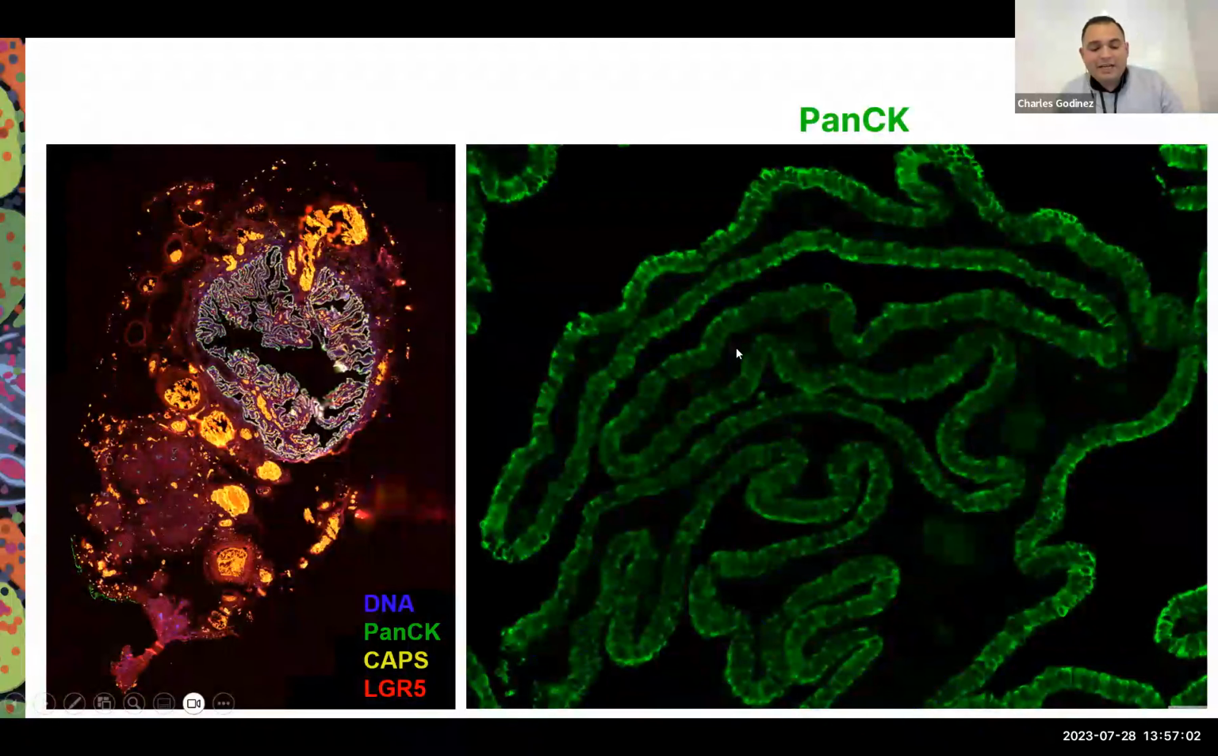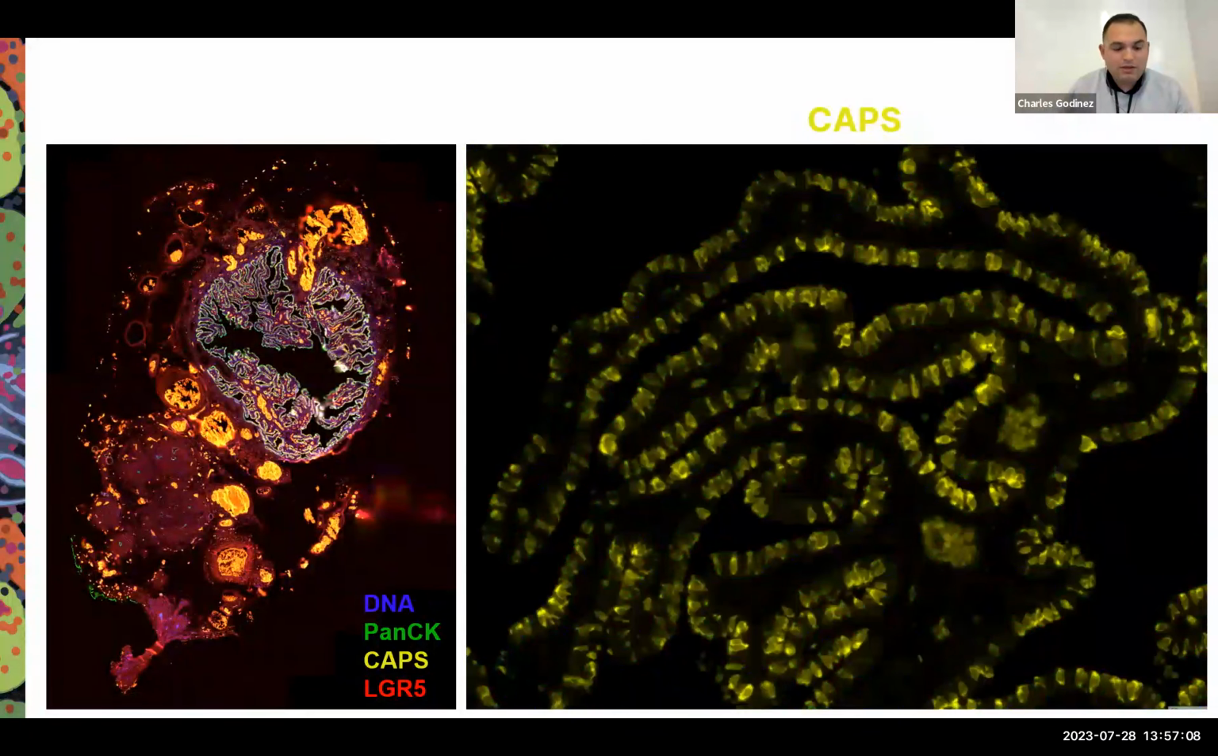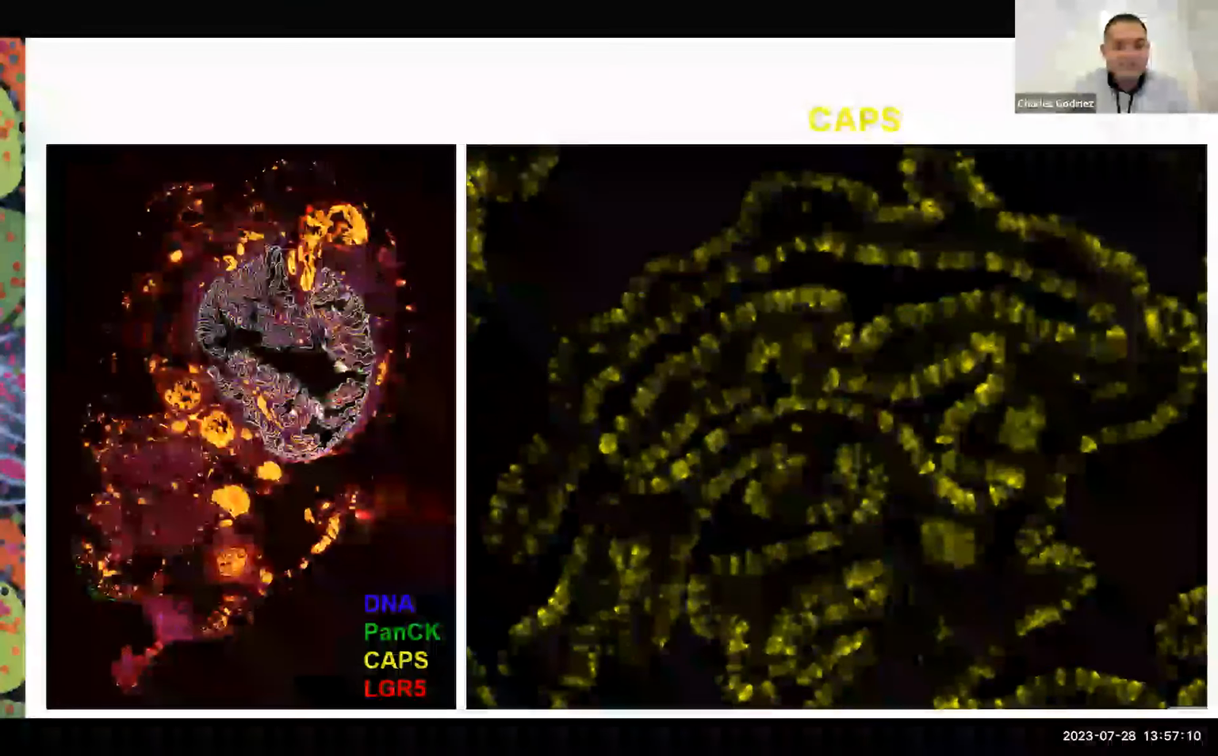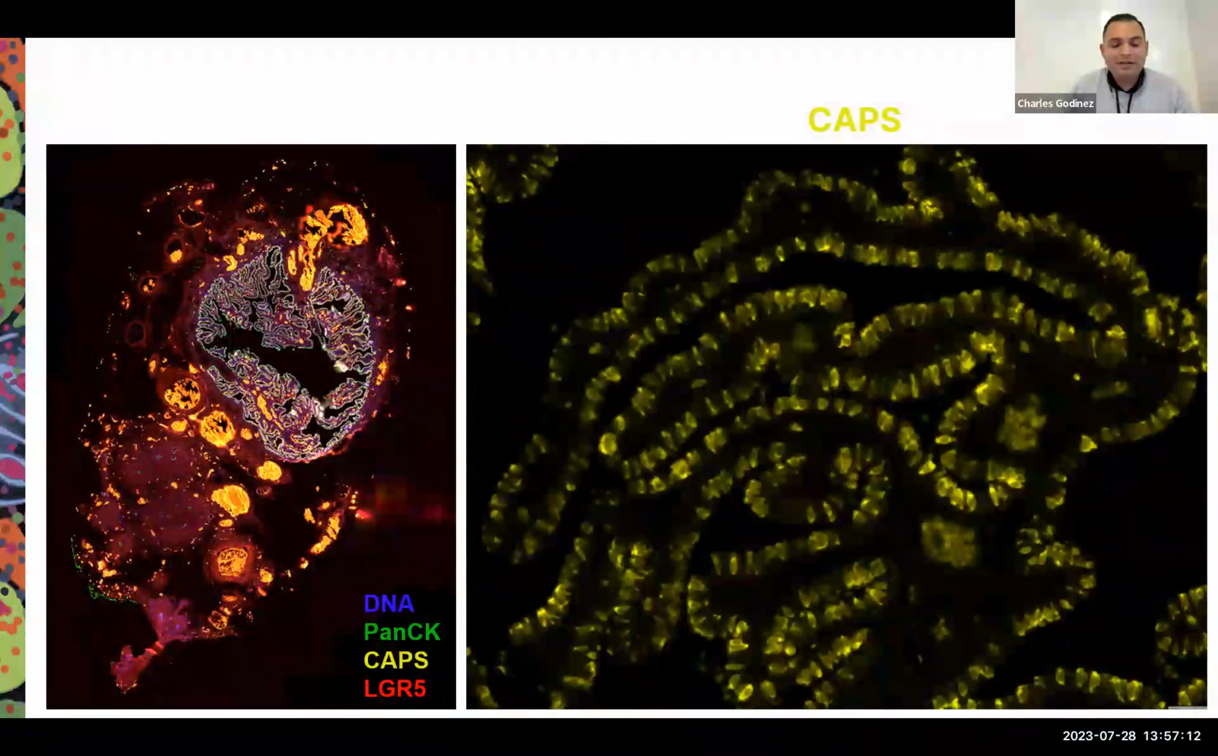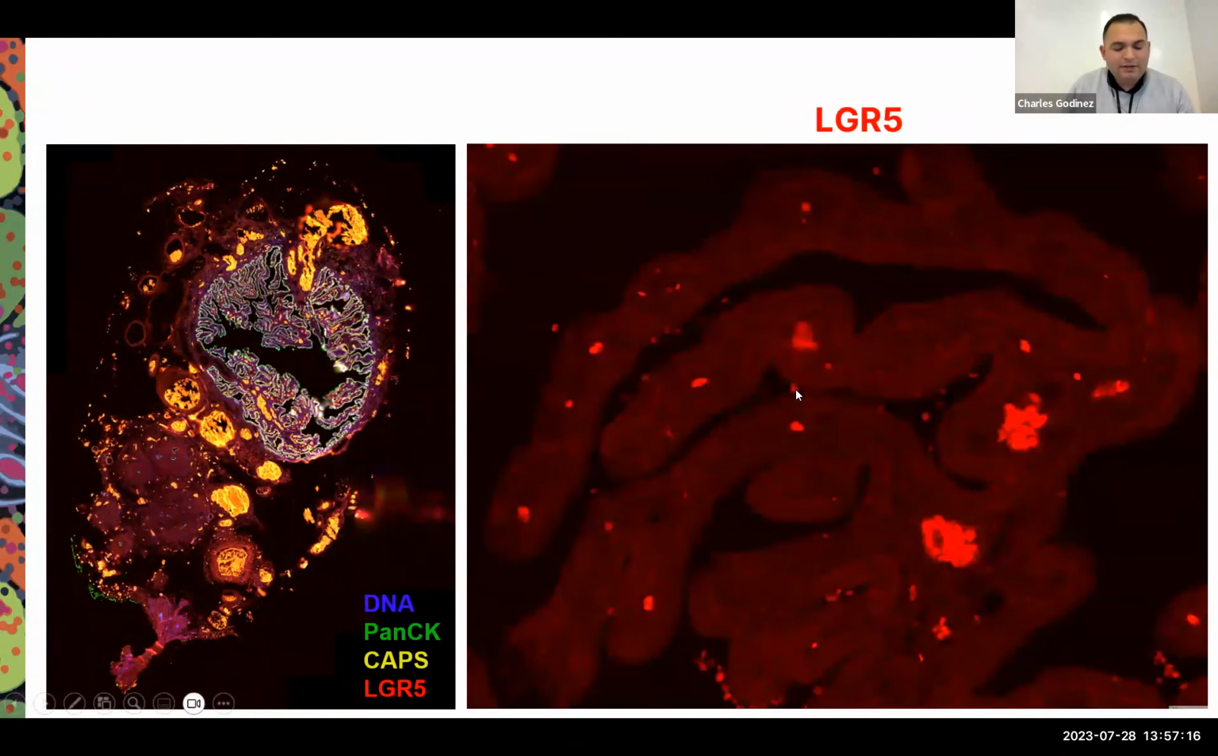This is the pan-CK channel. It also looks good. It's staining epithelial cells with high signal to noise. This is the CAPS channel, which stains all ciliated cells in the epithelial layer, which perform well as well. And here is the LGR5 channel. And fortunately, LGR5 only appeared to stain red blood cells in the lamina propria.